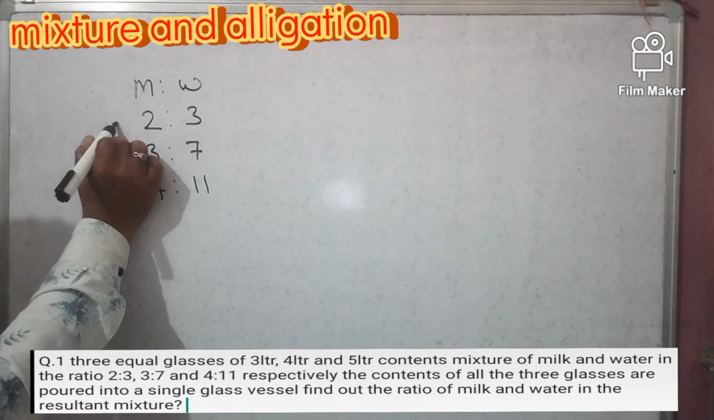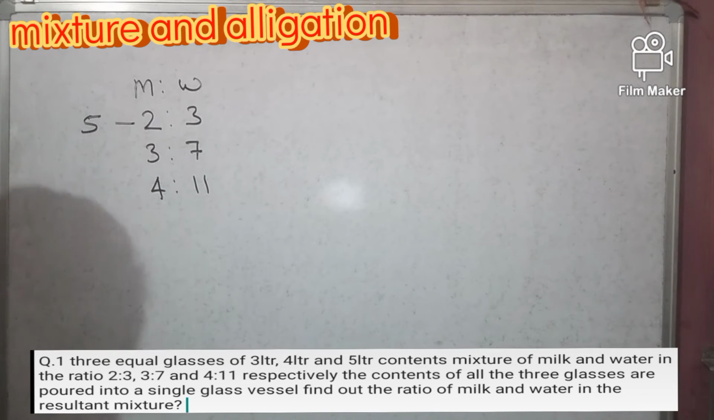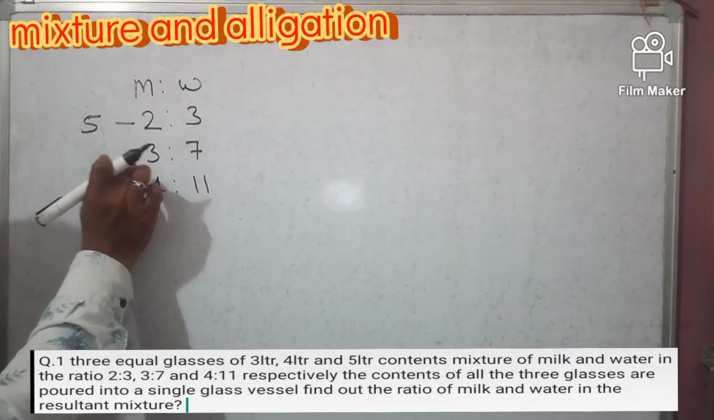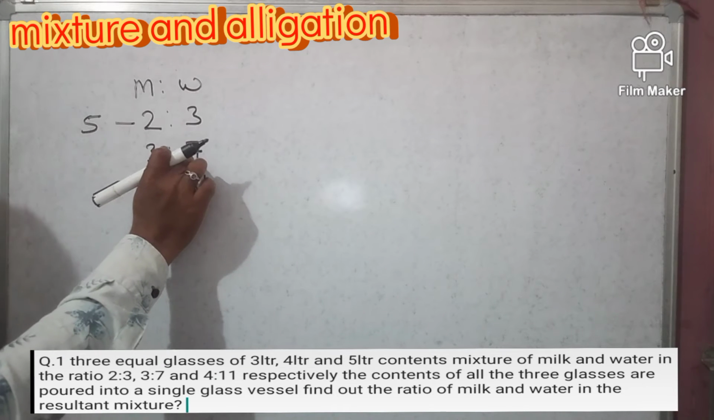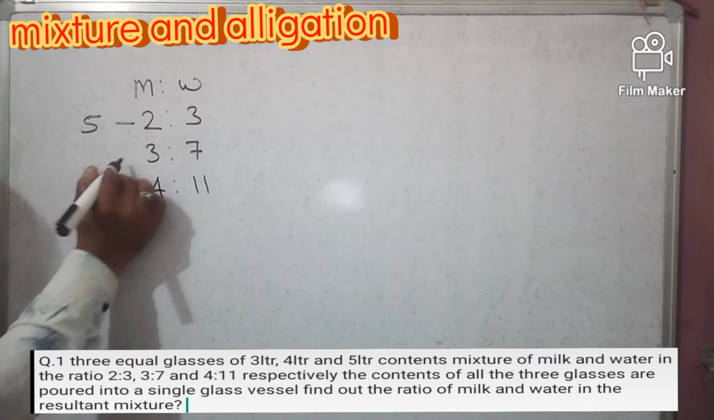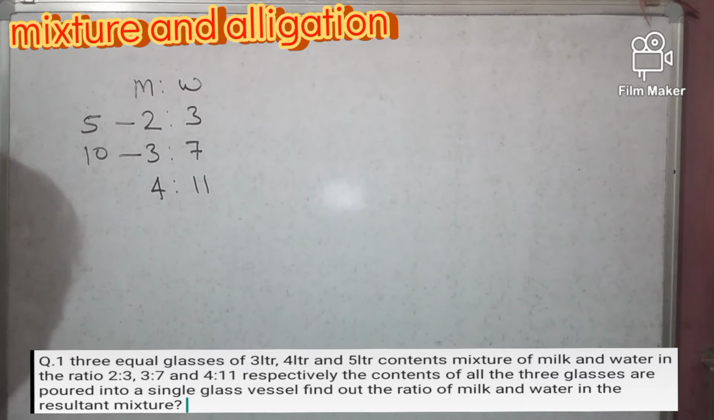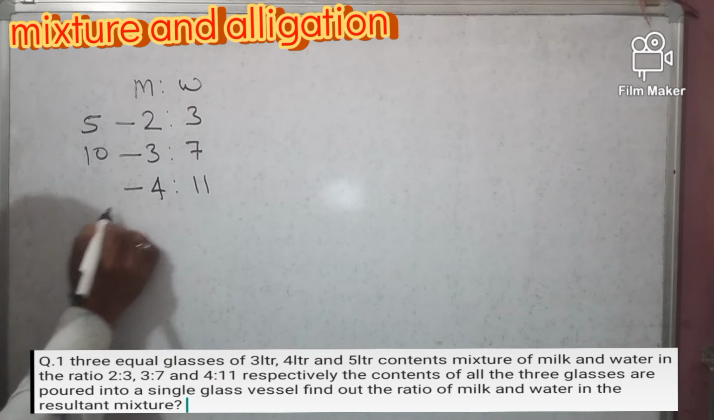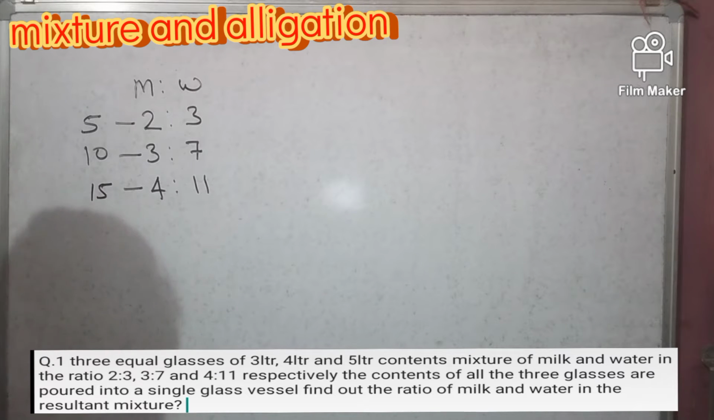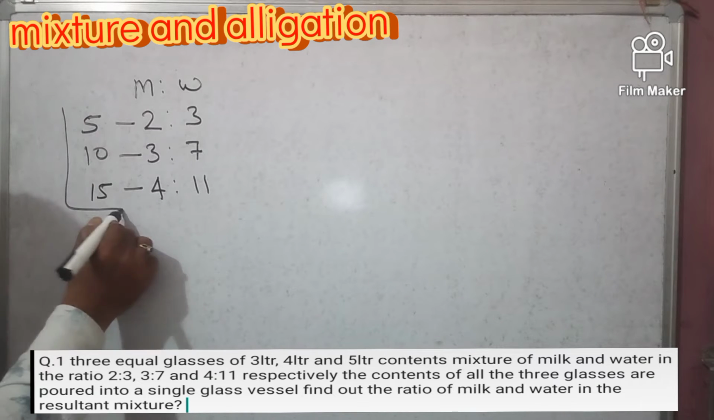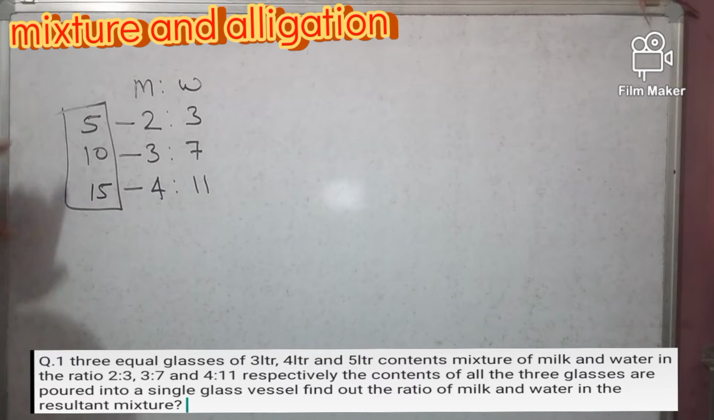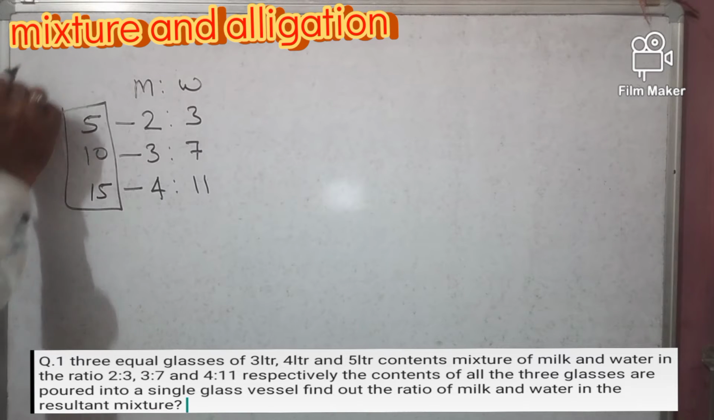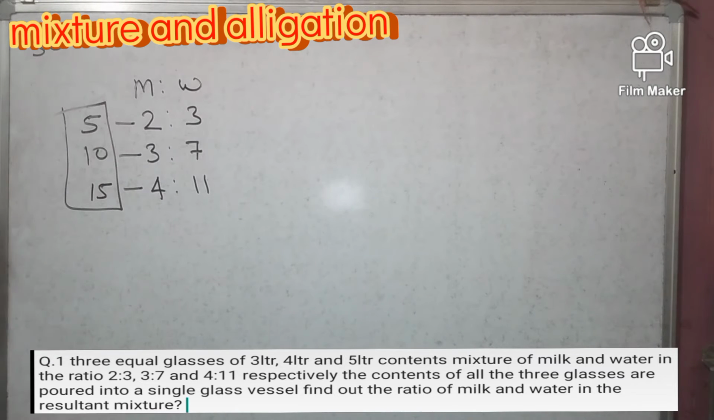so total is 5 parts, right? In the second glass 3 parts is milk, 7 parts is water, so total is 10 parts. 4 parts is milk and 11 parts is water, so total is 15. Now see here, these are not same. If these are not same, make them same, right? So for making same, take LCM. LCM will be 30, right?